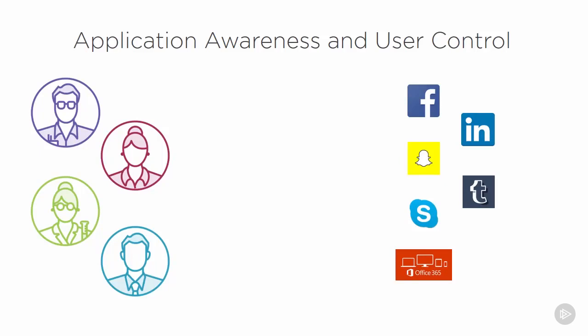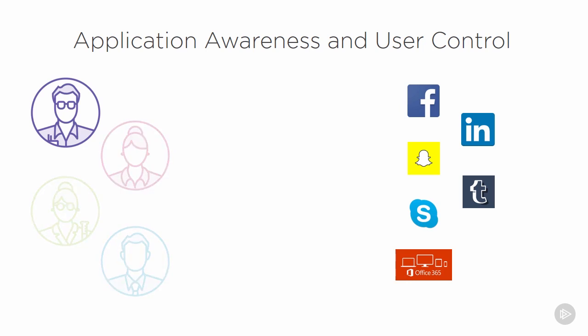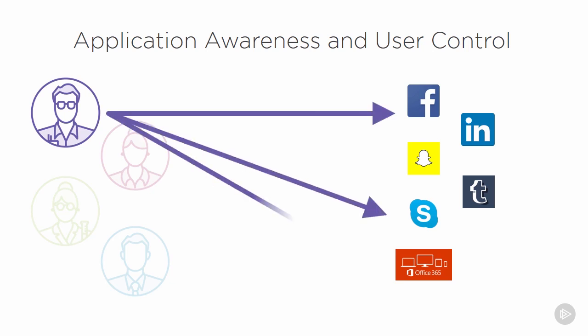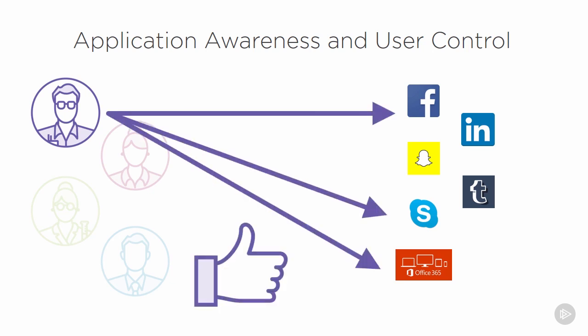Here's how this works: application awareness and user control. When we're looking at users on the inside of our network, trying to get to the outside of our network, our application awareness here, what it can do is, let's say our engineer over here on the left needs to get resources on Facebook, Skype, and on Office 365.